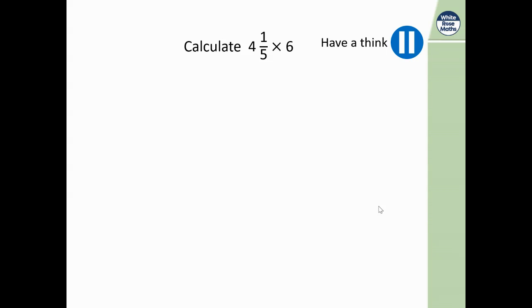So we're going to try this one as well in this exact same way. So what I'd like you to do, you're going to pause the video in a second, and you can try whichever method you prefer. So if you want, you can do 4 times 6, remember that answer, and then do a fifth times 6, and then add them together. Or you can do convert to improper first. 4 times 5, add 1, times that by 6, and then convert back to mixed number.